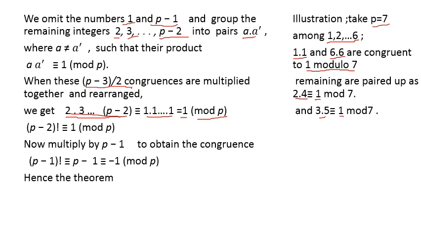So on the left hand side you will find continuous numbers from 1 to P minus 2. So I can write it as P minus 2 factorial. Right hand side is 1. We will multiply P minus 1 on both sides. So left hand side becomes P minus 1 factorial. Right hand side becomes P minus 1. P minus 1 is congruent to minus 1. And we get P minus 1 factorial congruent to minus 1 modulo P. That is the required statement.